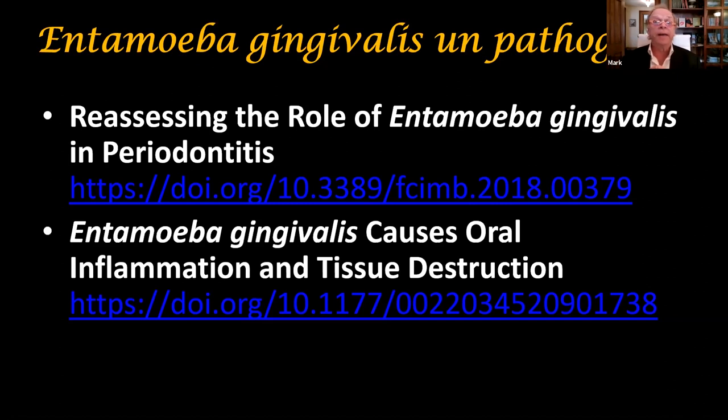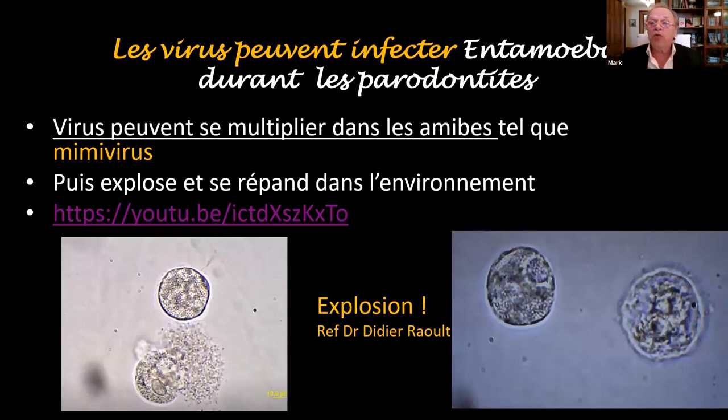We know this is mostly a pathogen, and it's been described as causing oral inflammation and tissue destruction lately from some studies in Germany. So really, it is a pathogen, so we have to remove this from the periodontal sulcus or peri-implantitis sulcus. So now we know that viruses can be inside the parasite.